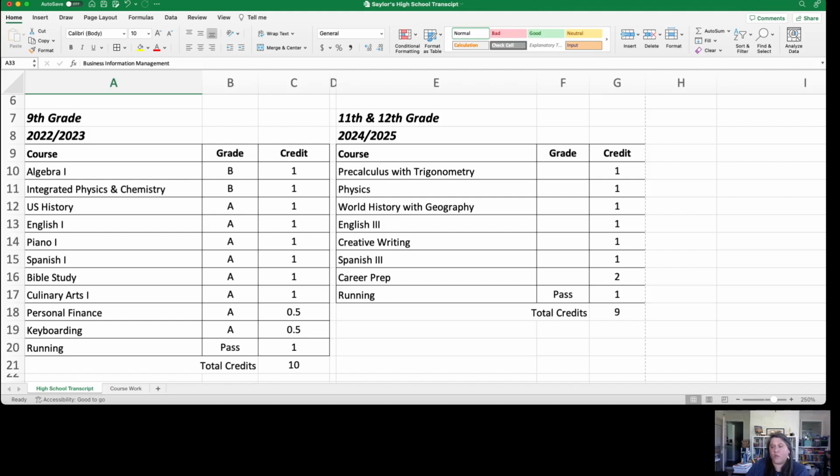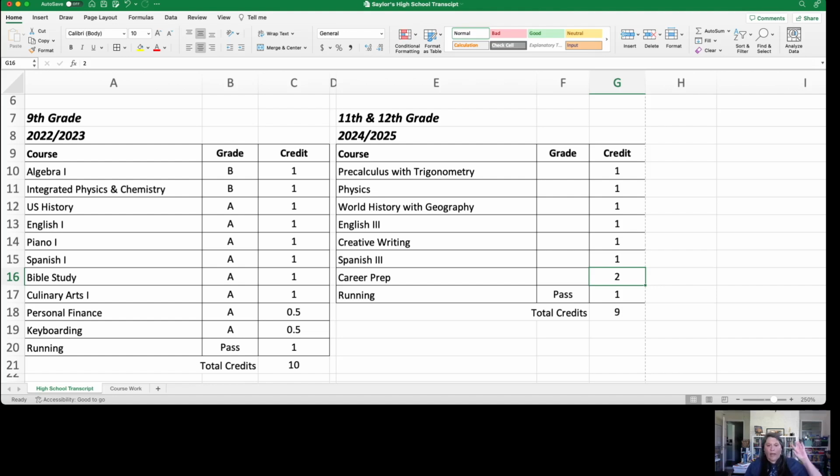Remember, most places want 4 years of English. And so here's her creative writing, which would be her 4th year of English. Spanish 3, career prep, and running again. Now, career prep, if you look over here, I gave her how many credits? 2. So in the state of Texas, I don't know about y'all's state, but it does fall under career and technical education, which, remember, is that federal umbrella. So they might have something like this in your state.